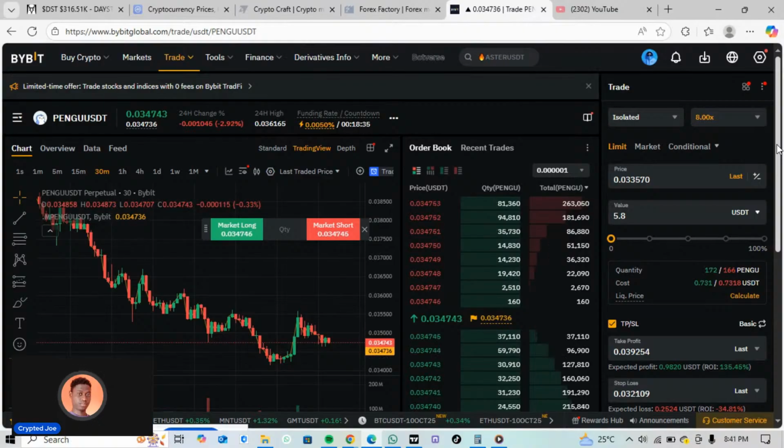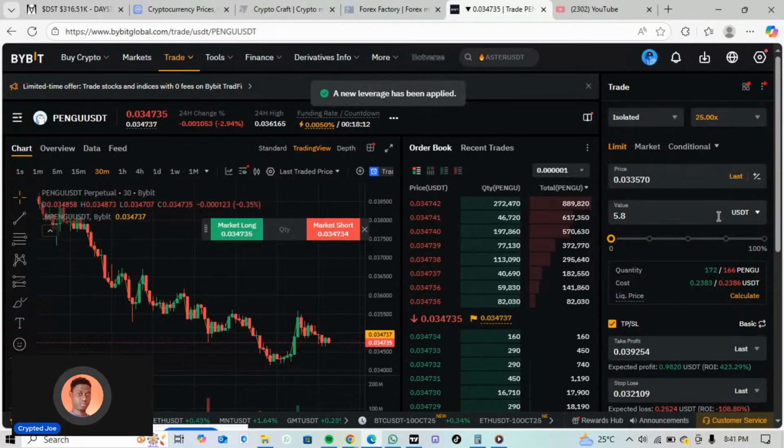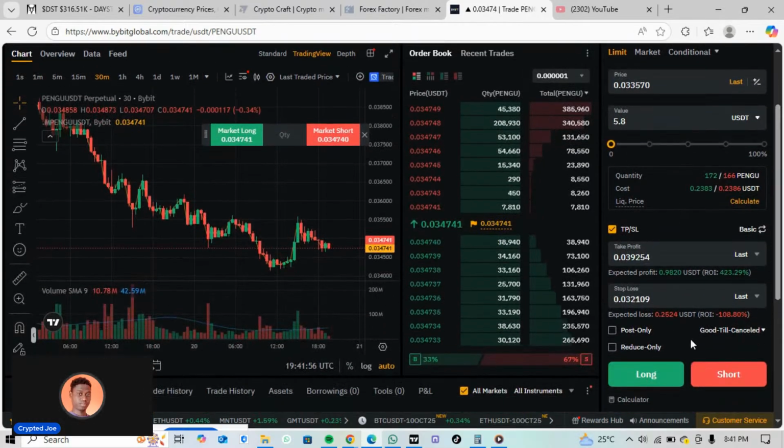Normally they tell you to use the 10x leverage as a beginner to avoid liquidation and all that. Now, liquidation comes as a result of distance. How close or how far is your liquidation price away from your stop loss? So let's increase this leverage for proper understanding. I've set it to 25x leverage now. Now we are taking a long trade, so click on long.